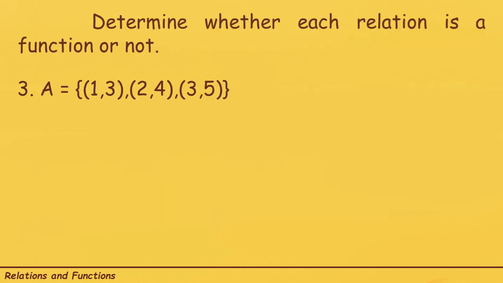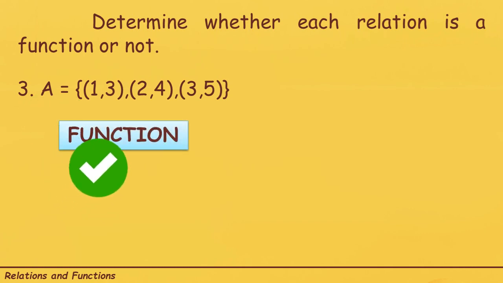Another one. Okay, number 3 is A is equal to {(1, 3), (2, 4), (3, 5)}. So, dito, ang given naman natin is relation in set form or set of ordered pairs. So, kung makikita natin, ang x-coordinate ay 1, 2, at 3. Wala namang naulit sa ating x-coordinates. So, this is a function.